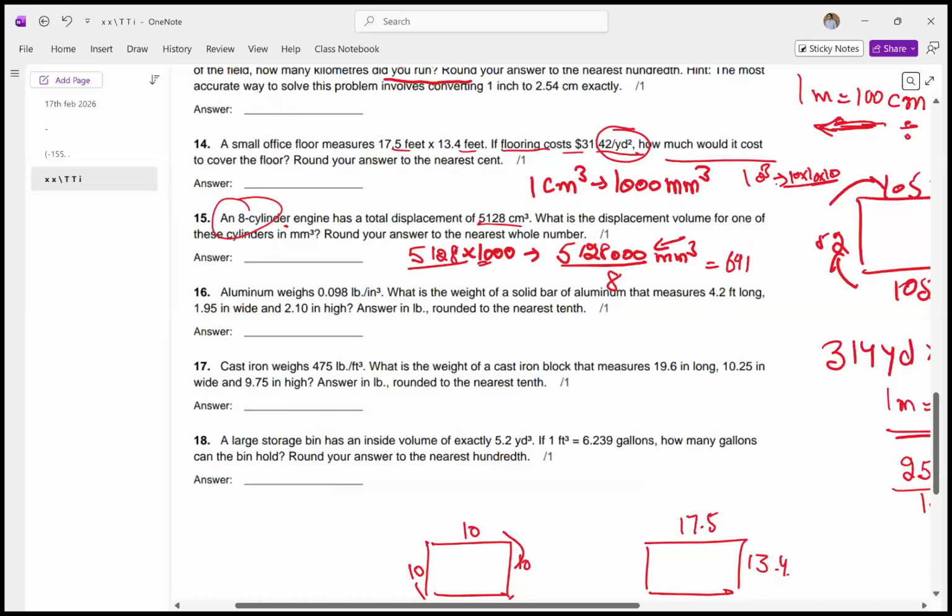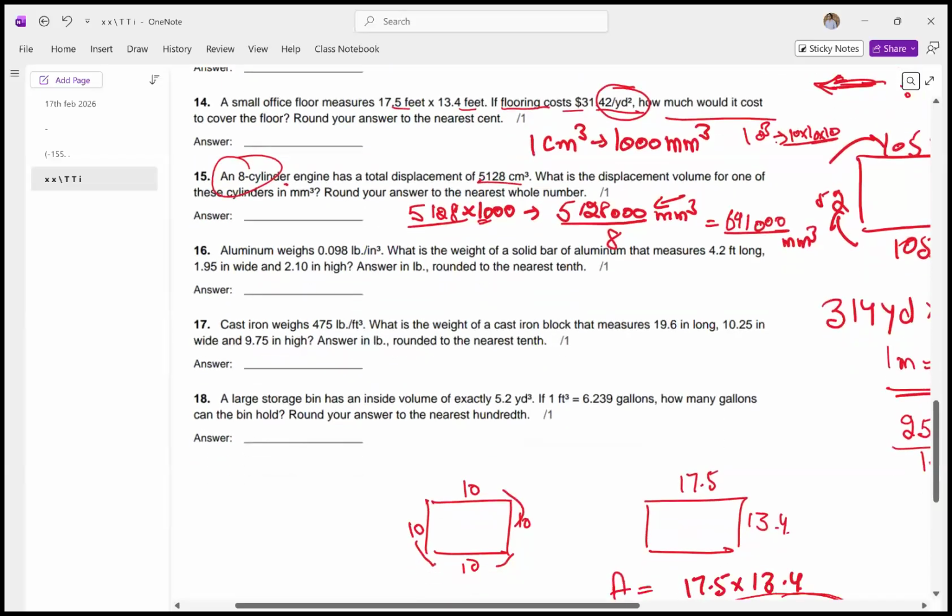641,000 mm cube. That is your final answer. So hopefully you were able to understand what I am trying to say. So please make sure when you're doing the conversion, you pay attention to these things.